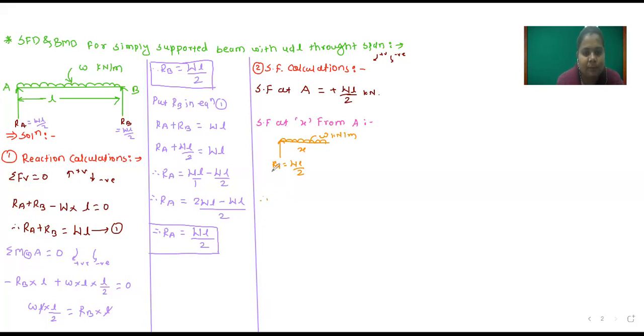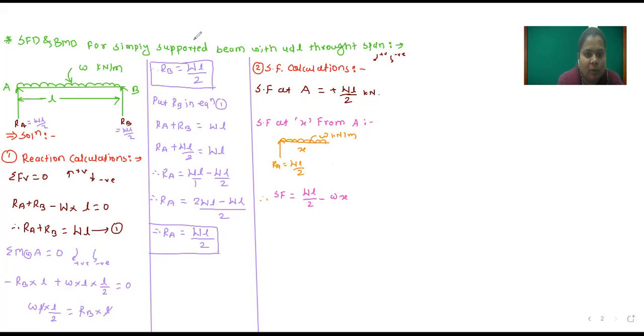So for this particular case, we have to find out shear force. This RA creates clockwise rotation, so it will be positive, WL by 2, and this W creates anti-clockwise rotation, so minus W into perpendicular distance. Why have I taken the distance here? Because the UDL is given, we have to convert it into a point load, so WX. So shear force at X distance from A is equal to WL by 2 minus W into X.